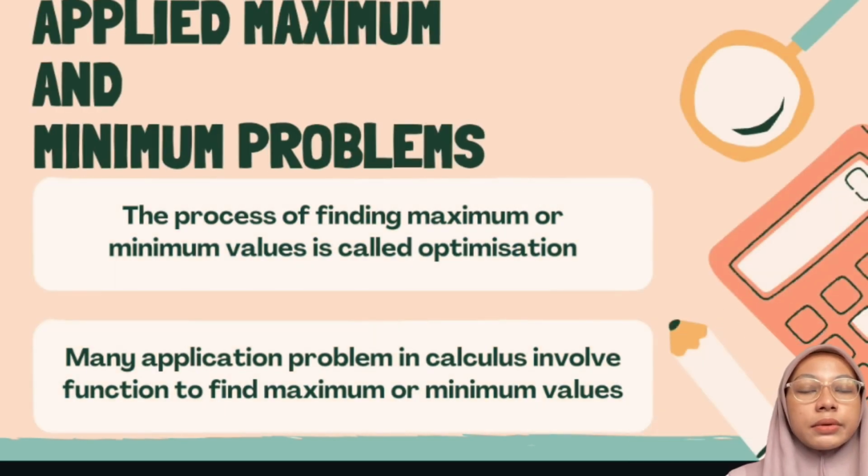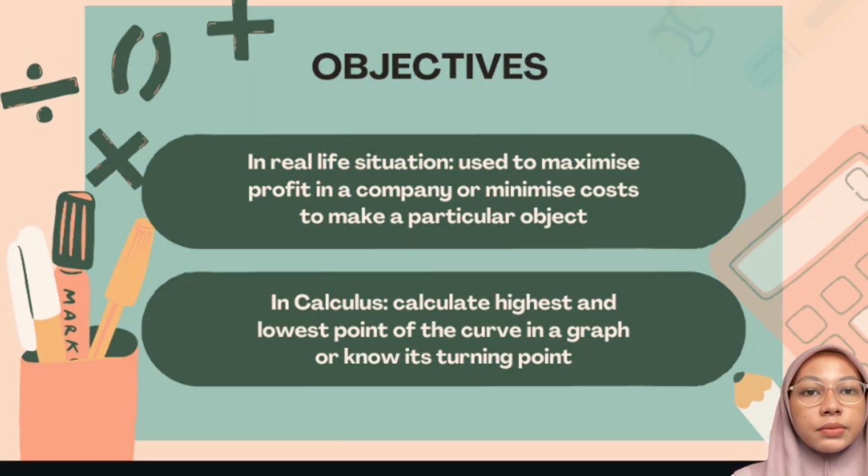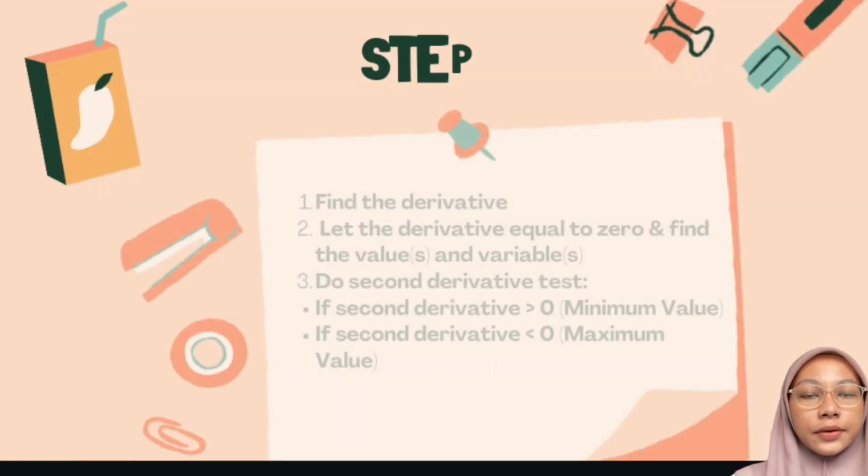For applied maximum and minimum problems, you might be wondering, what are applied minimum and maximum problems? Well, it is the process of finding maximum or minimum values, which is called optimization. Many application problems in calculus involve functions to find maximum or minimum values in real life. They are usually used to maximize the profit of a company or to minimize the cost of creating a particular object.